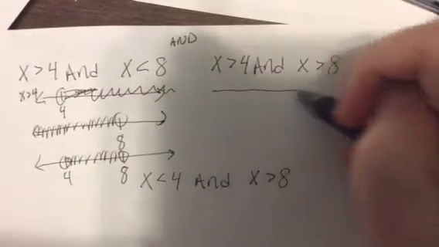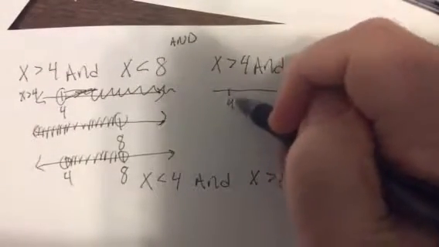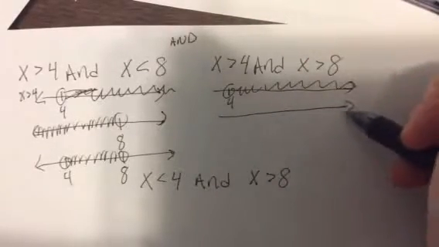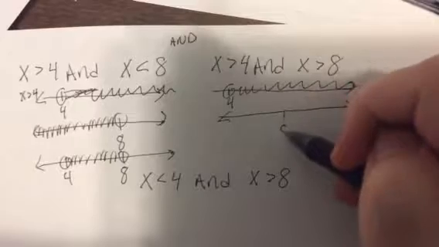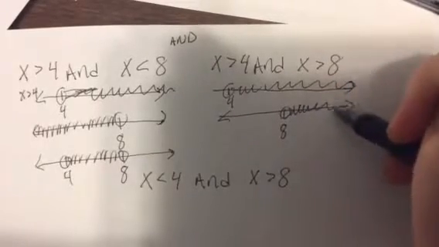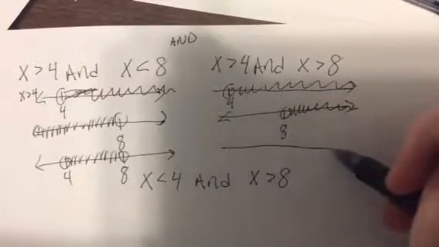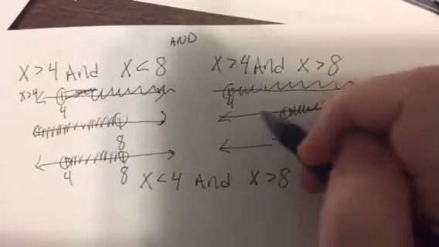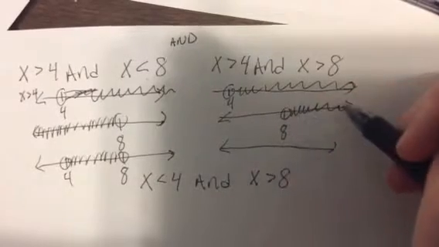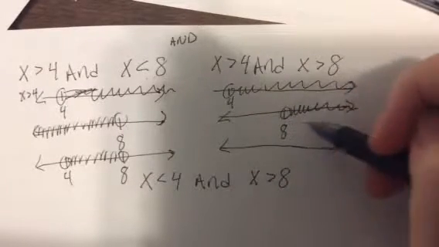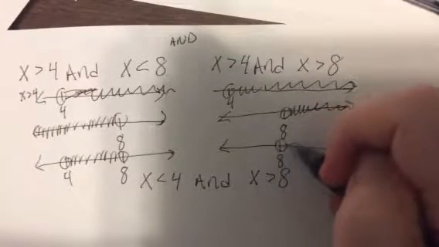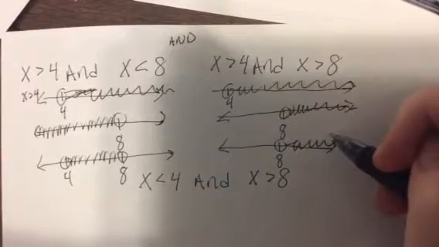Now this one, here's greater than 4. Here's greater than 8. Now the answer is, where's there shading on both? There's not shading here, my students. There's shading here. So where is it on both? Right in this section here. Now, with the AND, it's always the shorter one when it's going in the same direction. With an OR, it's the longer one.